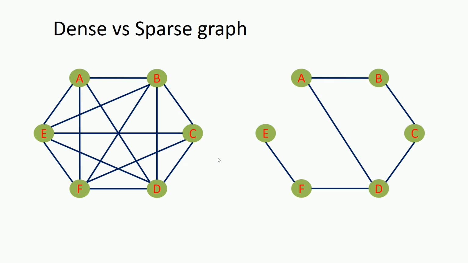However, on the right side one, we have far fewer edges than the allowed maximum. This kind of graph we refer to as a sparse graph. With these terms in our bag, let's move on to our comparison.